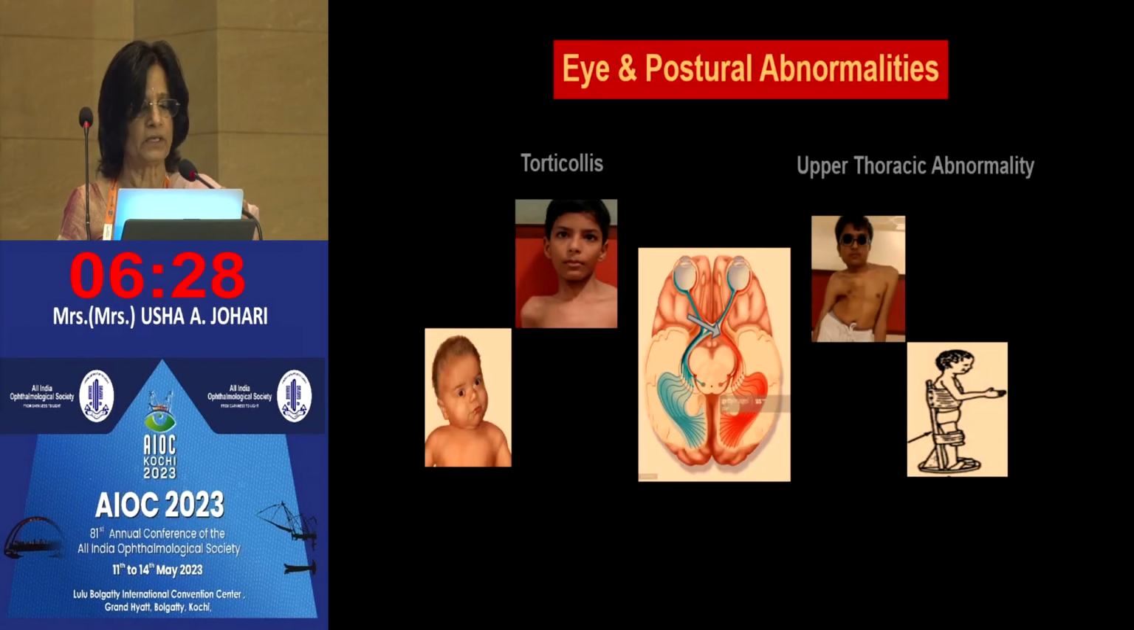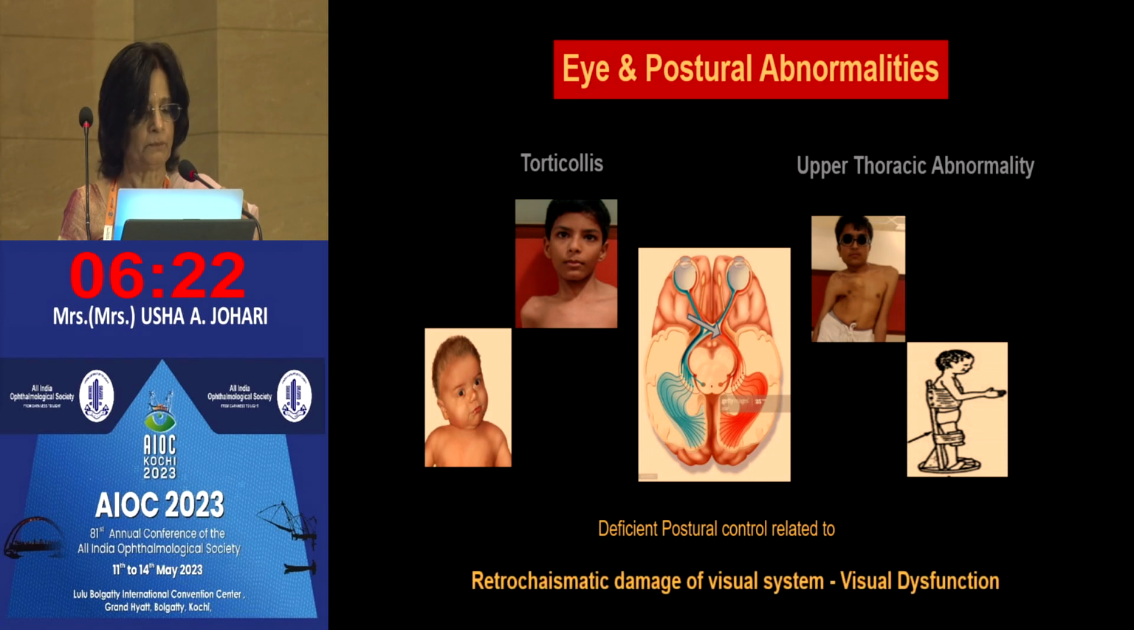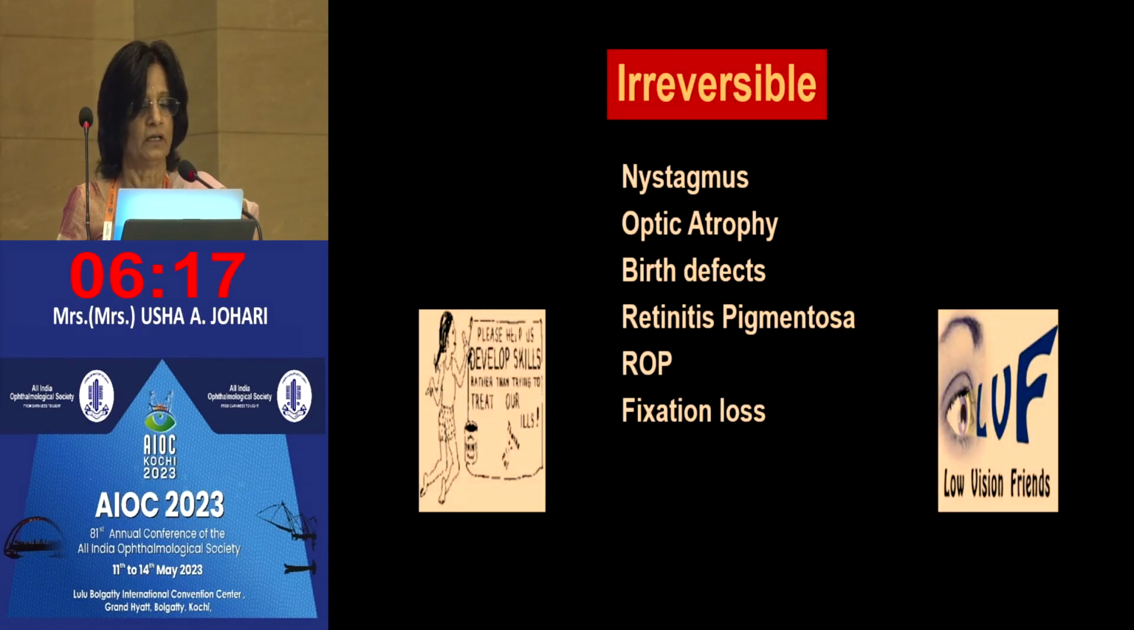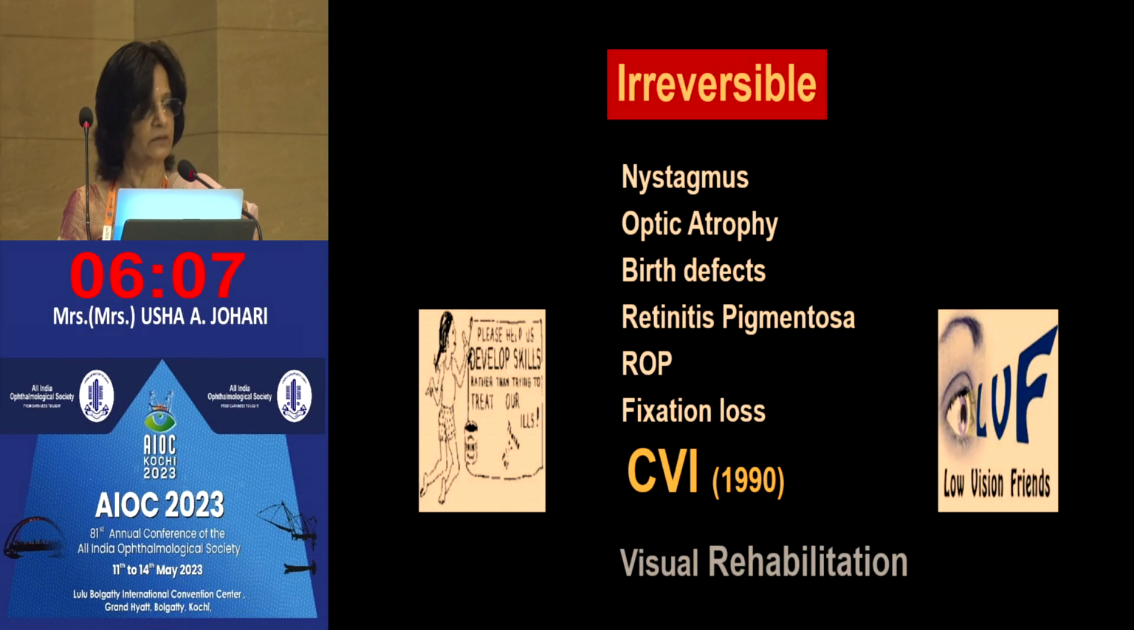Now postural abnormalities also can give rise to eye problems. There is a deficient postural control related to retrochiasmatic damage of visual system giving rise to visual dysfunction. Irreversible eye problems, of course, we all know very well, where our low vision friends would help us to do something about this to these children with cortical visual impairment, and they could help give a better life to these children.